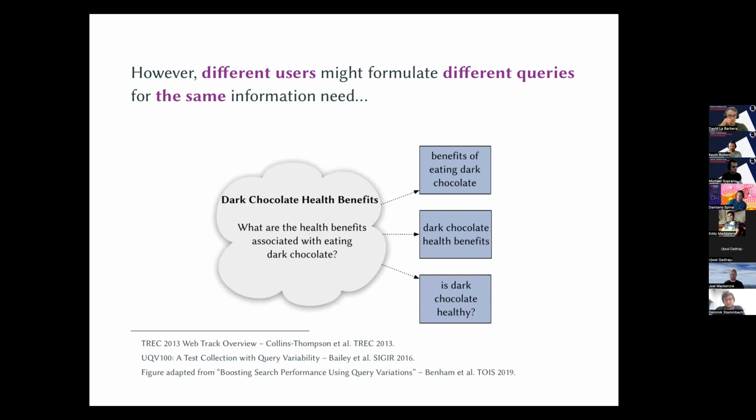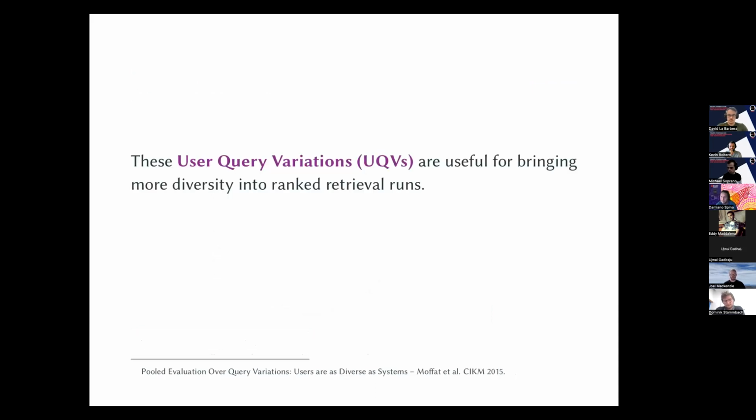For that same topic, someone might query benefits of eating dark chocolate. Somebody else might query dark chocolate health benefits. Somebody else might query, is dark chocolate healthy, and so on, right? These are called user query variations, or UQVs. There's been a little bit of research, or actually quite a lot of research now in the last decade, about these and how they're useful. Typically they bring a lot more diversity into ranked retrieval runs. If you're building a search system, you should be aware that you'll have variations like this.